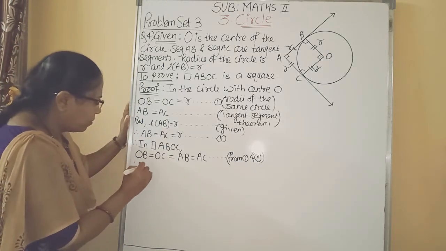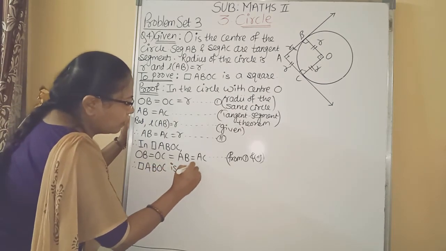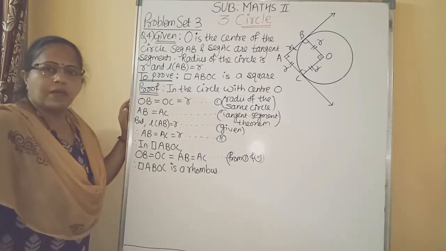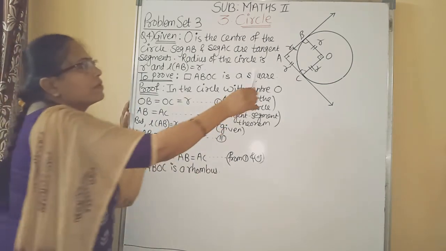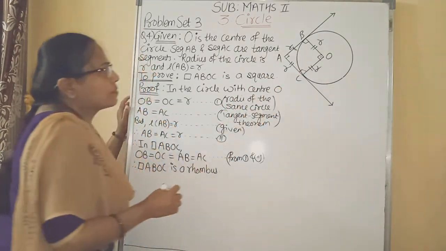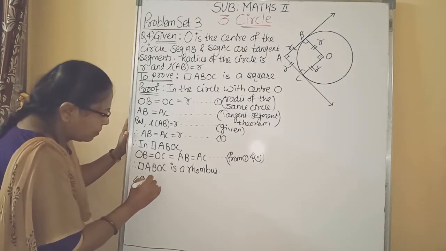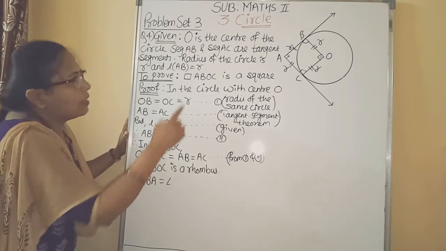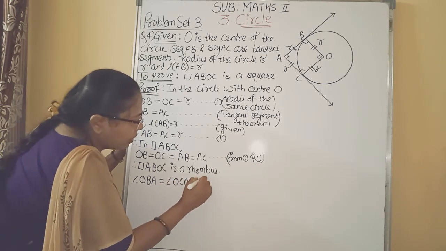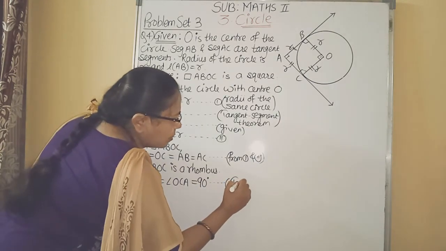Therefore, quadrilateral ABOC is a rhombus. First we proved it a rhombus. Now we find each angle is 90 degrees. First we write for these angles. Angle OBA equal to angle OCA equal to 90 degrees. Reason, tangent theorem.